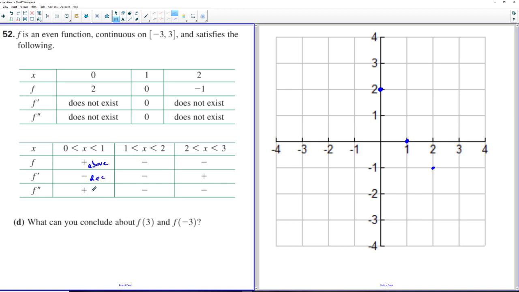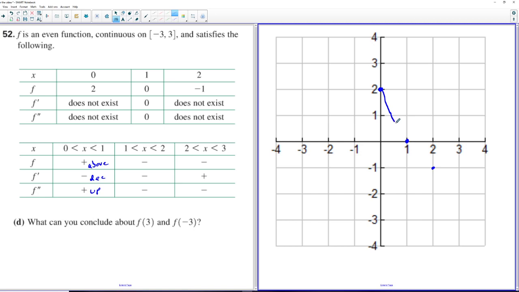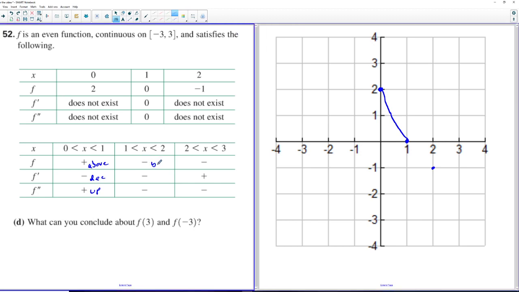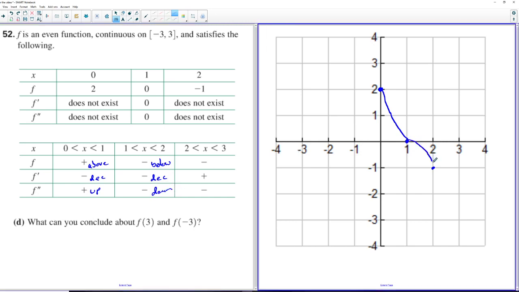And since the second derivative is positive, that means it's decreasing concave up. So decreasing concave up, we'll just make this nice smooth curve. I'm going to erase this, but we can decrease concave down also. That's an option, but that's not what the chart tells us. Then this is below the x-axis because F is negative. The function is decreasing because the first derivative is negative, and it's decreasing concave down.